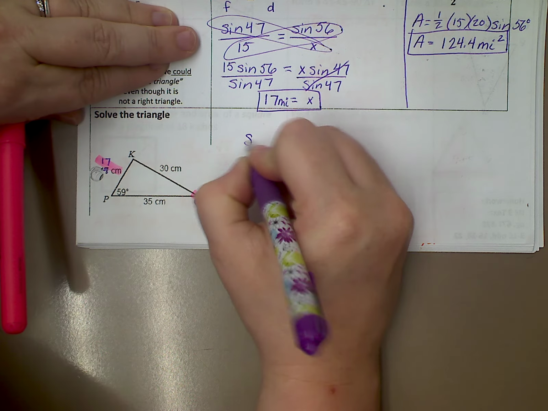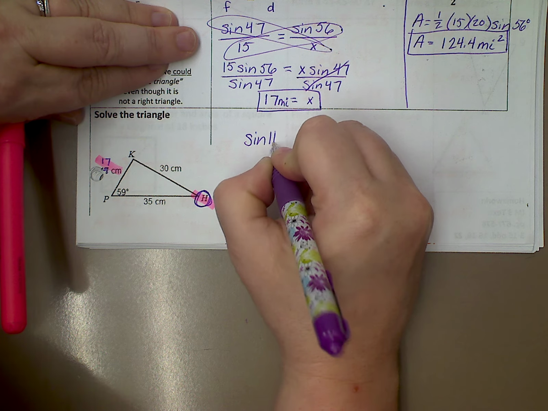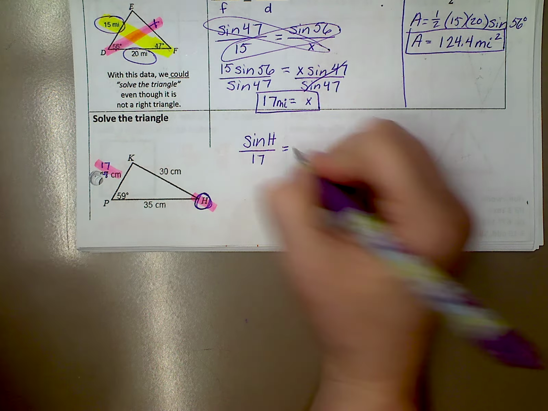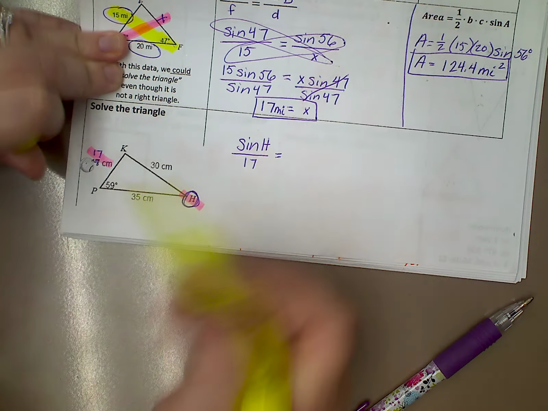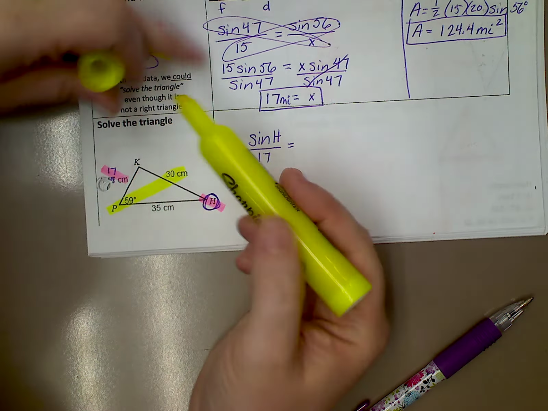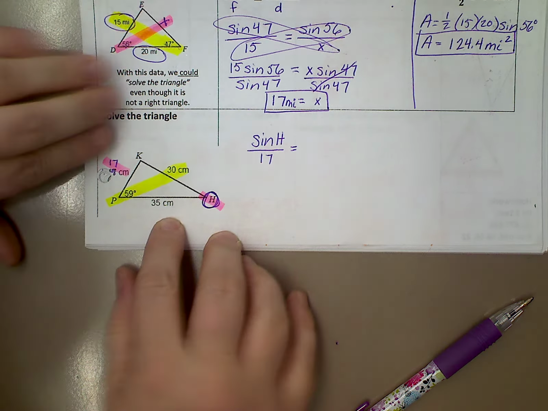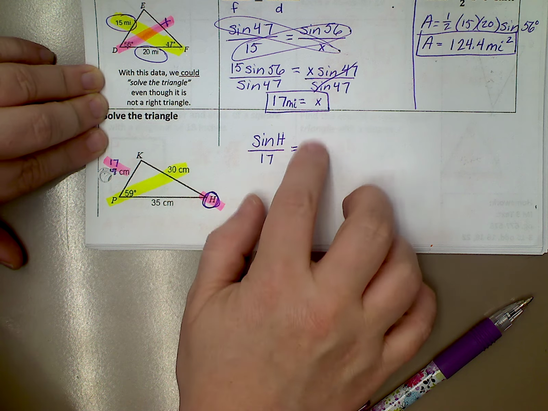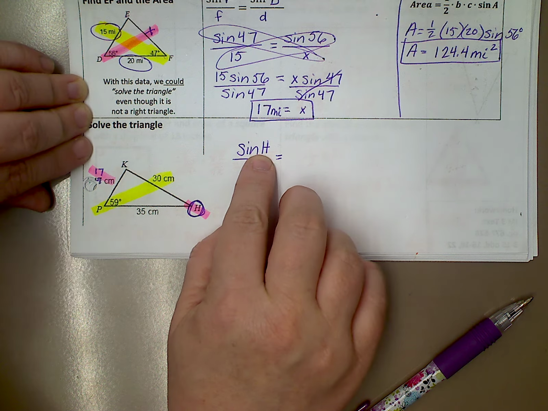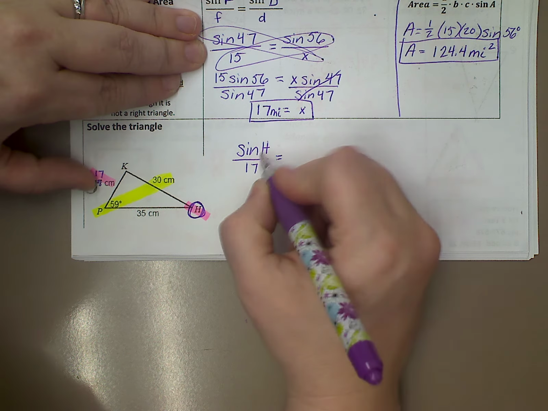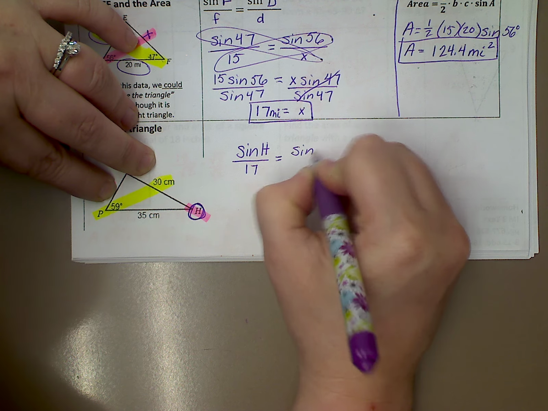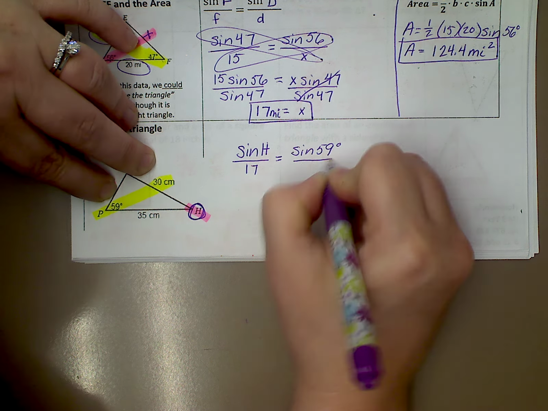So I'm going to say sine of H over what little h is, and that's 17. And I'm going to set it equal to, I need another angle and its opposite side. So again, I can do those guys right there. Again, I'm not going to choose K because since I already have something that's not known, I need to know both parts of this fraction. If I don't know a part of this fraction and I don't know a part of this fraction, I'm in trouble. I need to at least know both parts of one of the fractions. So over here, I can put sine of 59 degrees over 30.